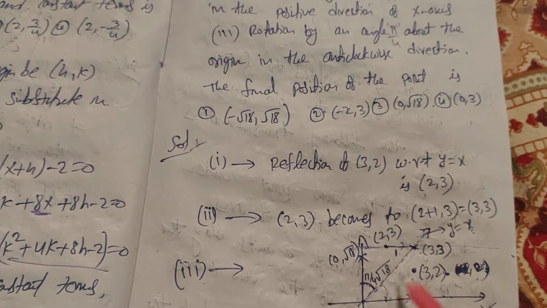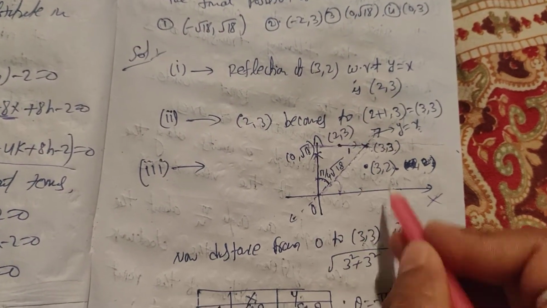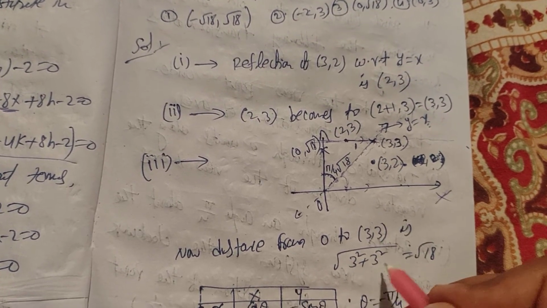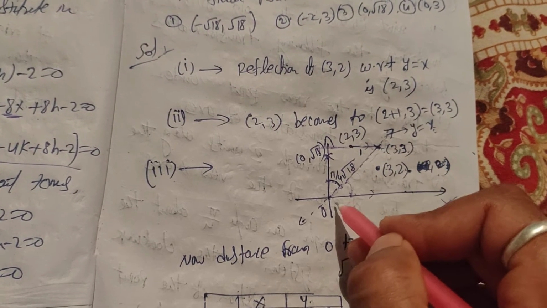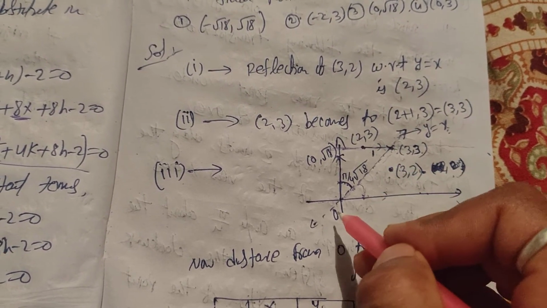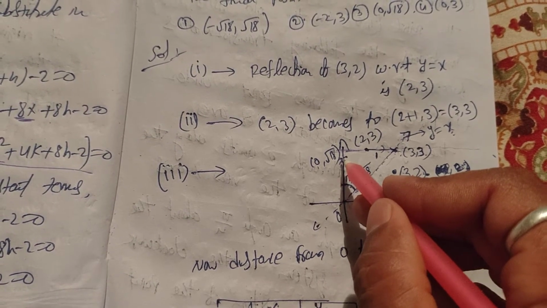What is the distance from the origin to this point 3 comma 3? Distance from the origin to 3 comma 3 is nothing but root over (0 minus 3) whole square plus (0 minus 3) whole square, that is 3 square plus 3 square, which equals root 18. So it is root 18 distance, and the same root 18 distance follows for that point on the y axis also.